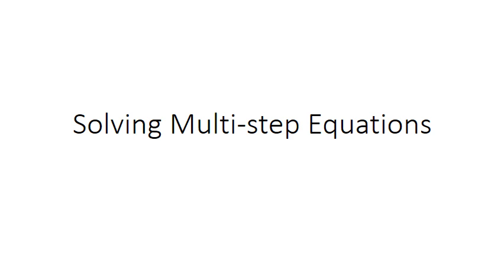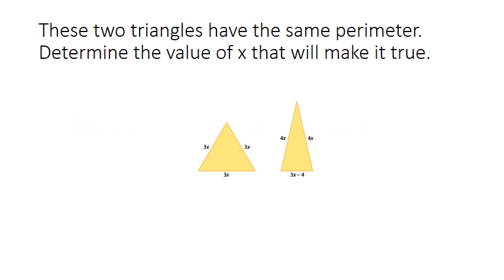Welcome to our video lesson on solving multi-step equations. In this video, we're going to look at equations with variables on both sides of the equal sign, like this, and then we're going to solve for y. Let's get started. These two triangles have the same perimeter. Determine the value of x that will make it true.